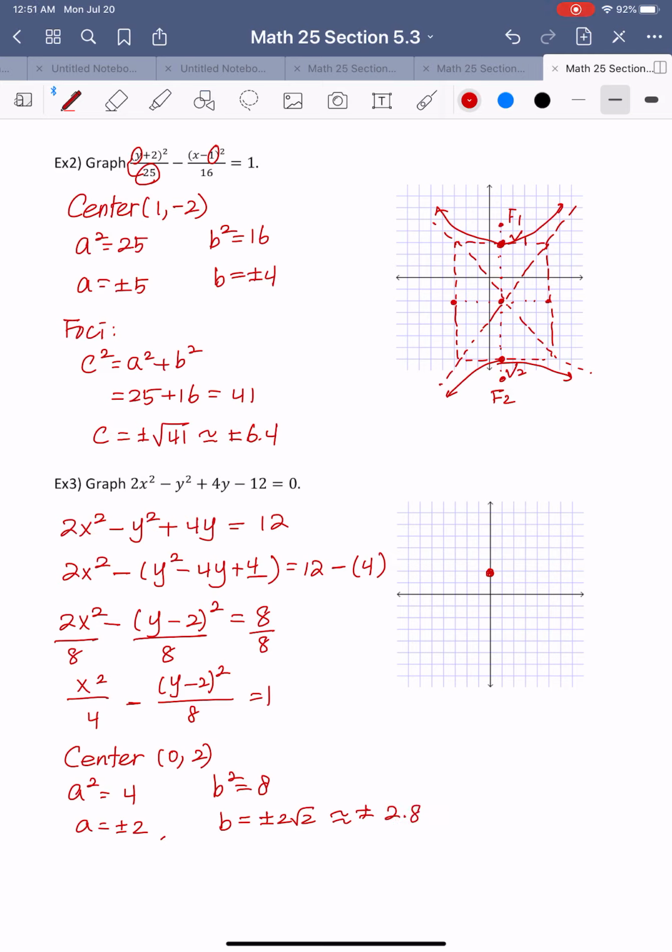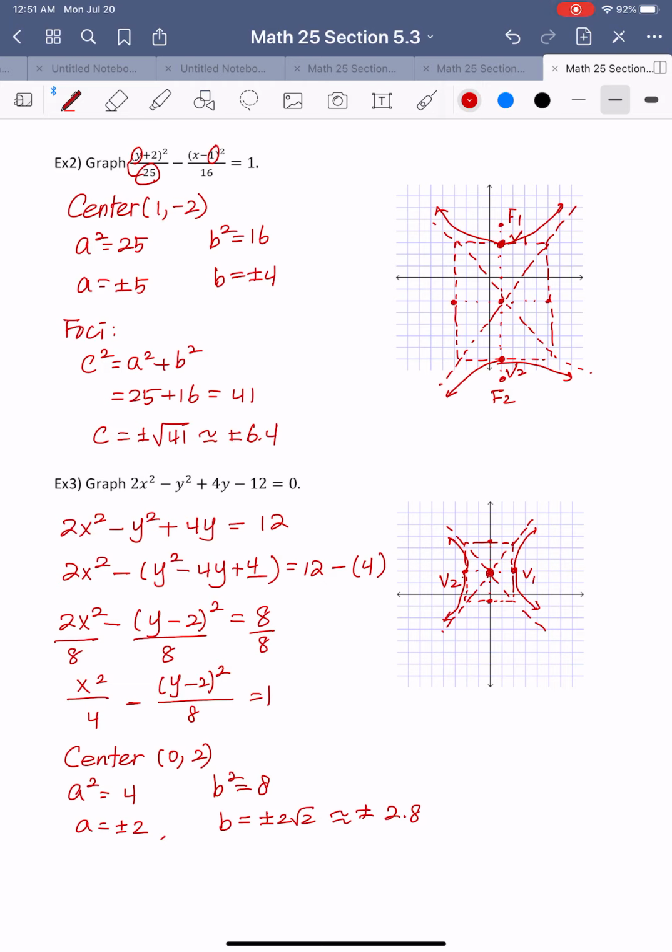All right, so the center is 0, 2. Then I go to the right 2 to get vertex 1, and to the left 2 for vertex 2. And then go up 2.8 and down 2.8 right here. And then I draw the rectangle, and then the diagonals. Then I draw the hyperbola from the vertices and get close to the diagonals.